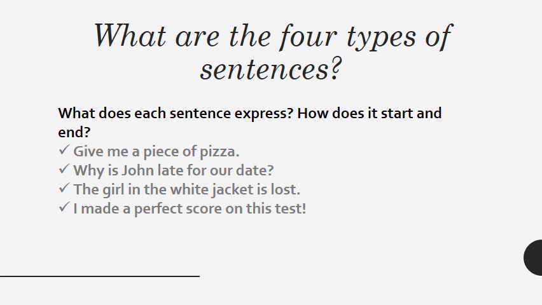So can I say that this sentence is a statement? No, it's not a statement, it's an exclamation. Why do I say that it's an exclamation? Because it is expressing strong feelings. So the four types of sentences are command, statement, question, and exclamation. Okay? Now let's move into details for each type of sentence.